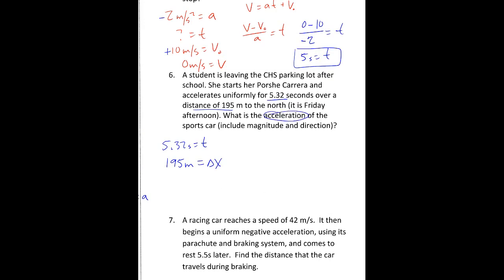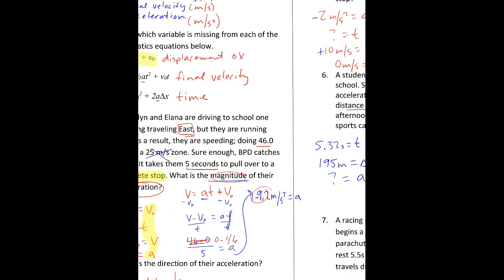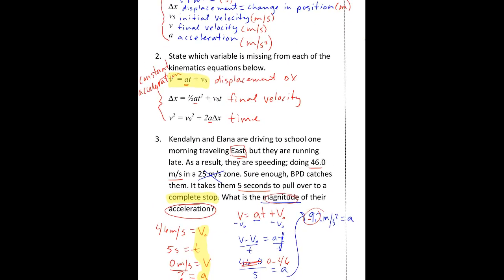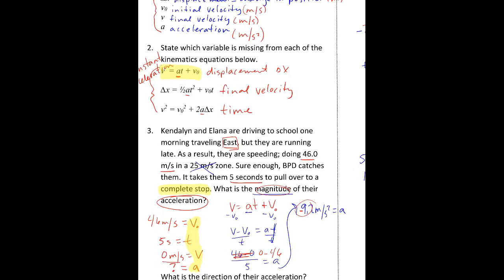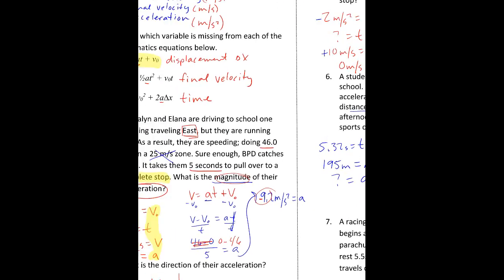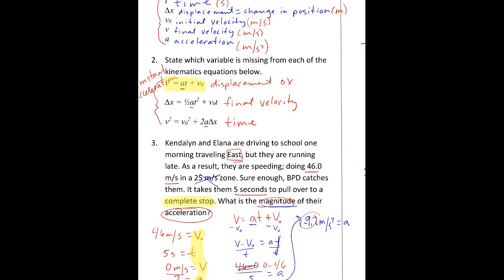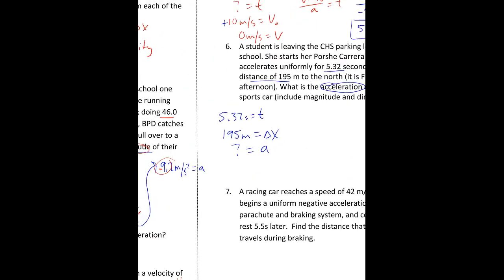What is the acceleration of the sports car? So what we're trying to find is acceleration. So we have displacement, we have time, and acceleration. We need one more piece of information in order to use one of these equations over here. We have delta x, and we have time. We want to find acceleration. Do we know initial velocity? That's the only thing I'm missing here to be able to use this equation.